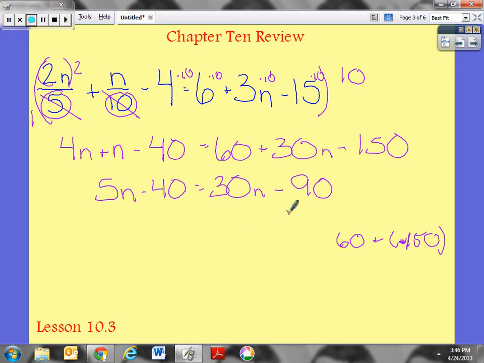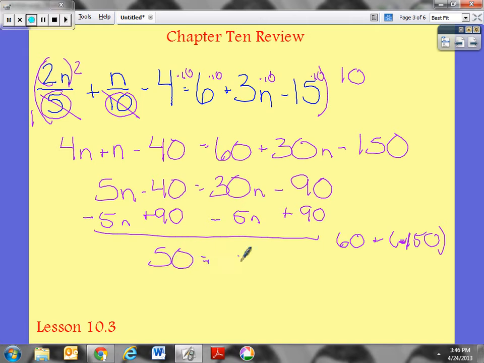Okay. Now I could do this in one step. I could add 90 to both sides to get my integers on that one side. And then I could subtract the 5n from this side, get my coefficients on the same side. So let's try that. So I'm left with negative 40 plus 90, which gives me 50. 50 is equal to 30n minus 5n is 25n. I will now divide both sides by 25, and I will get n is equal to 2.